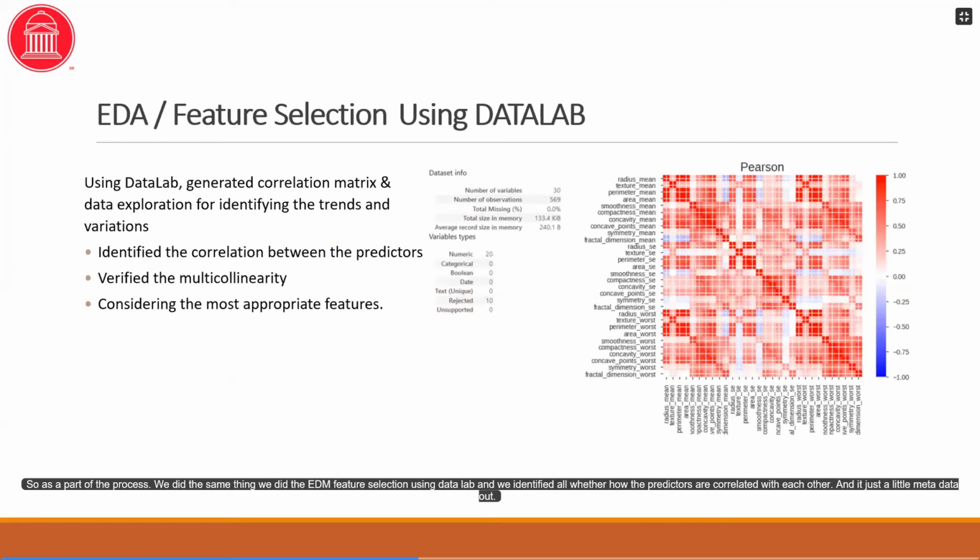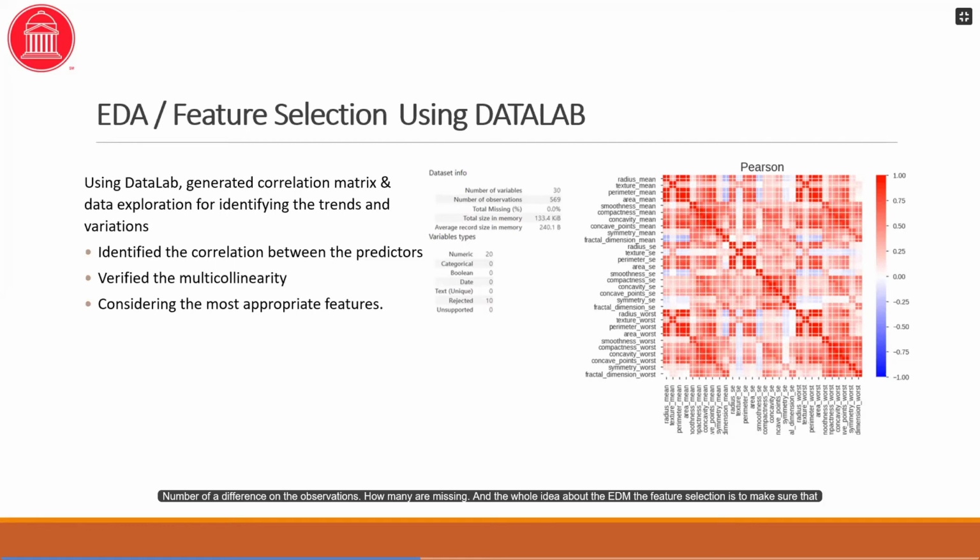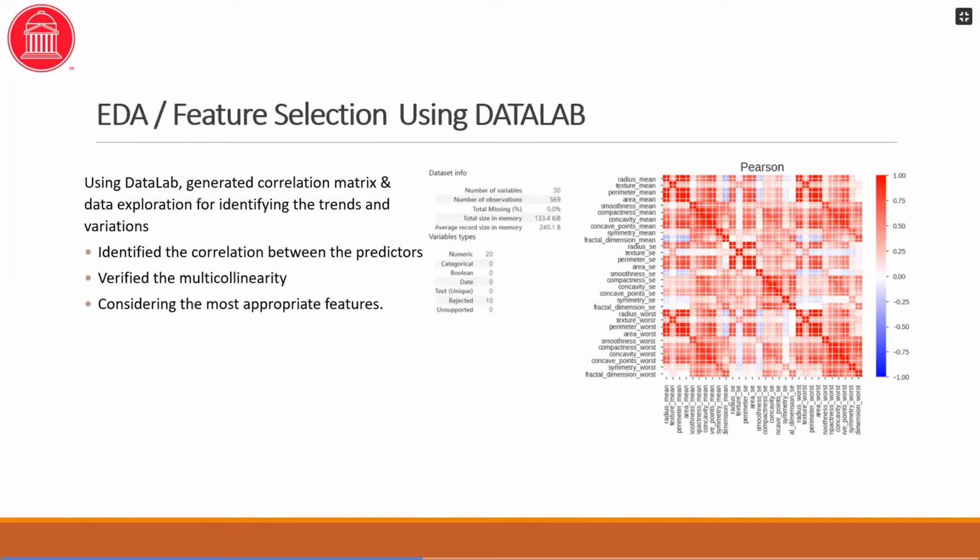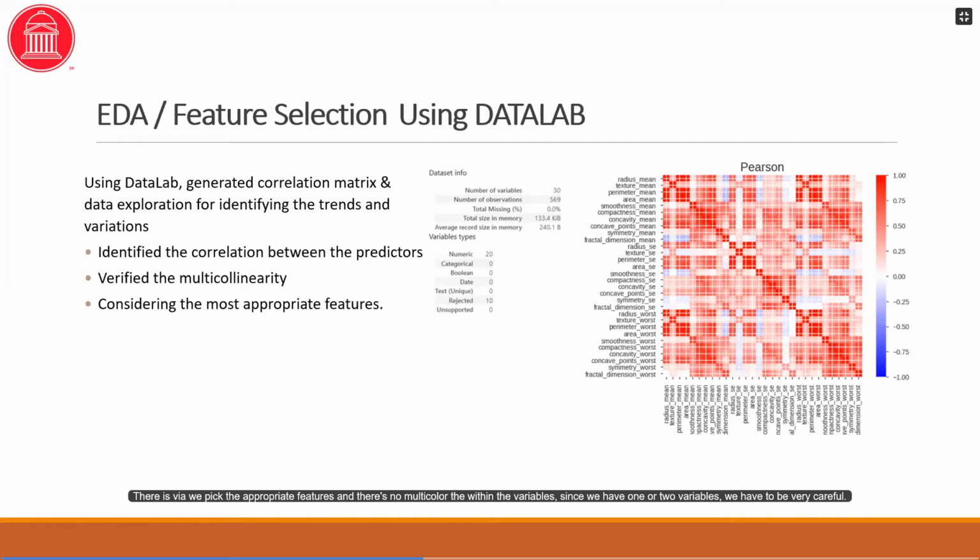As part of the process, we did the same thing. We did the EDA and feature selection using Datalab, and we identified how the predictors are correlated with each other. It also gives a little metadata about the number of variables, how many observations, and how many are missing. The whole idea behind the EDA and feature selection is to make sure that we pick the appropriate features and that there's no multicollinearity within the variables. Since we have 30 variables, we have to be very careful when we are picking the model. Go to the next slide.